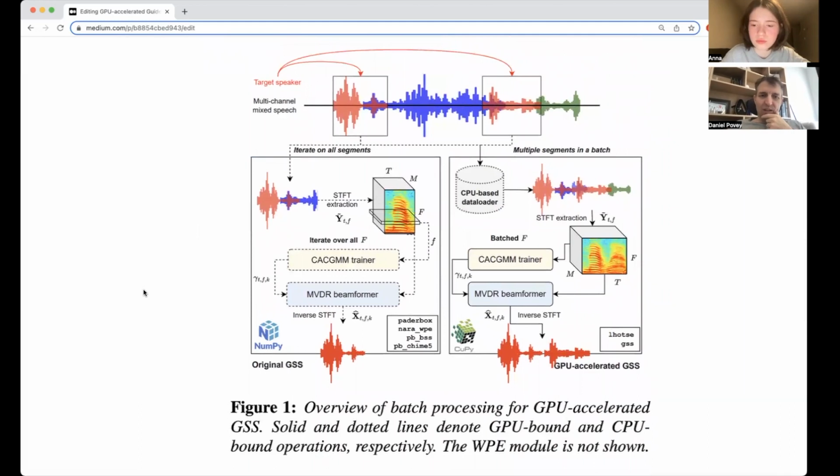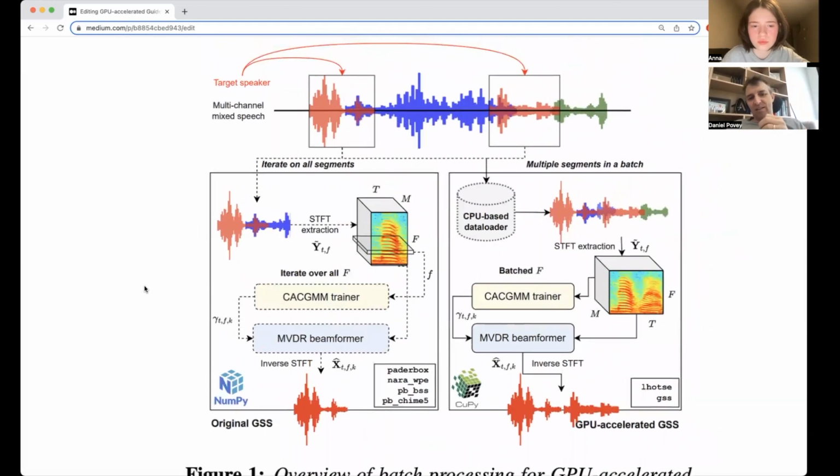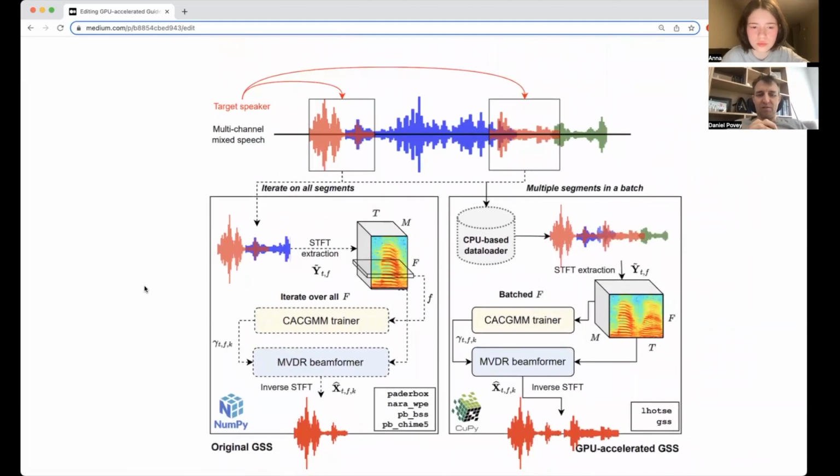Okay. CACGMM. Okay, so MVDR is something that they use in a lot of source separation algorithms. It's called minimum variance directionless response, I think that's what it refers to anyway. I think it's basically a way of getting a steering vector that will give you the maximum amount of your signal, let's say speech, and the least amount of noise.